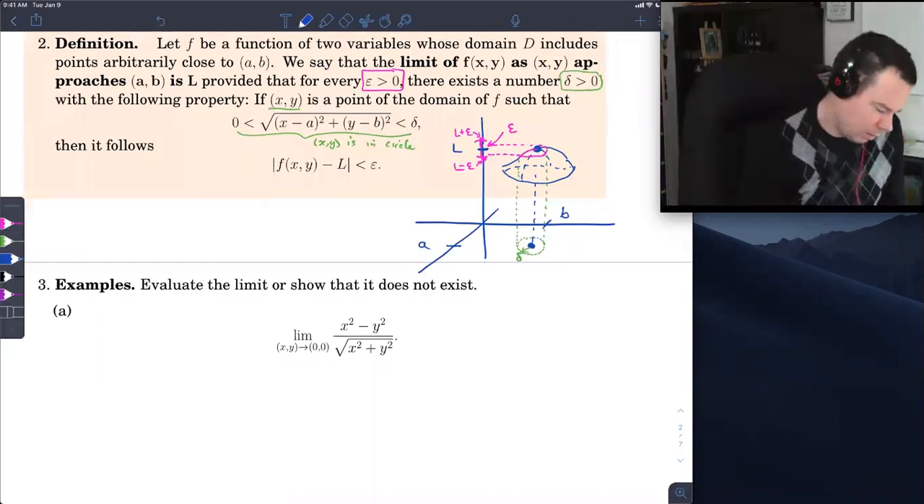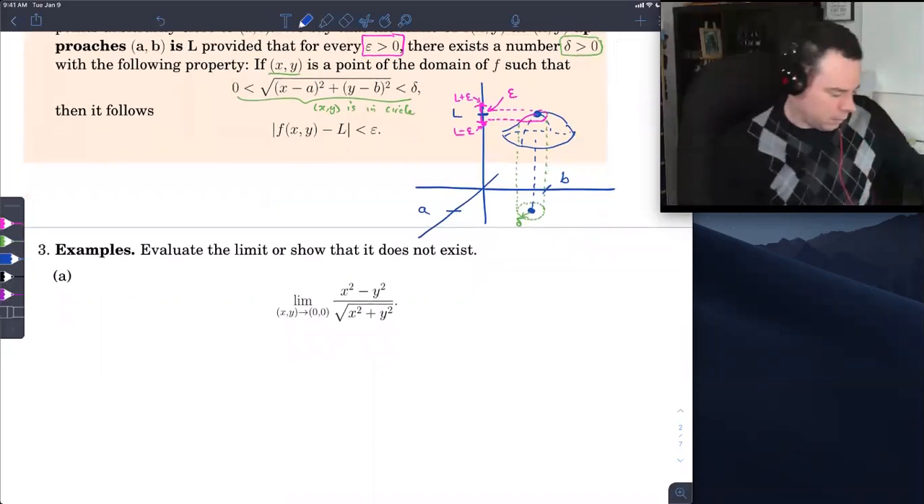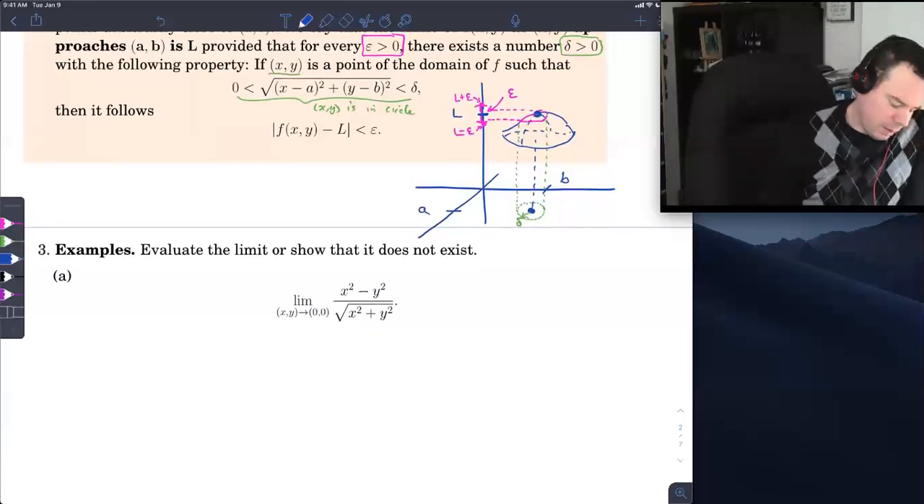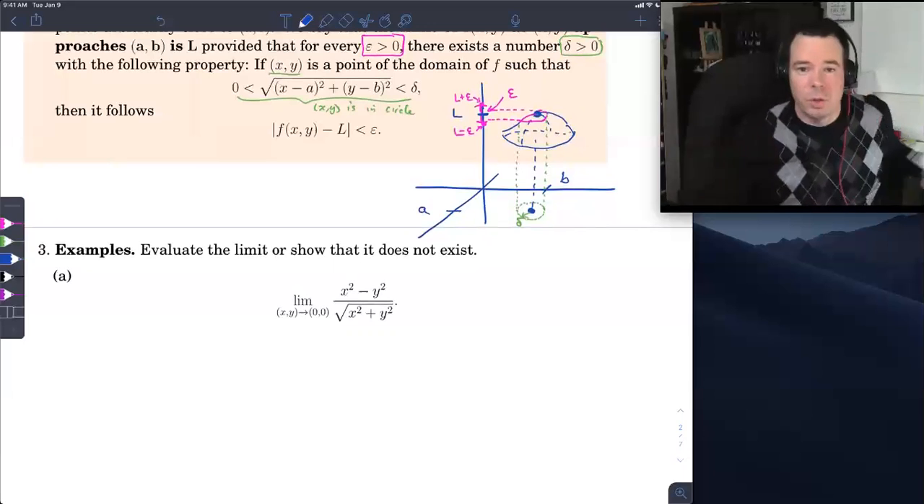Okay, so let's have a look at an example. Let's evaluate or show this limit does not exist. So we have to decide whether it exists or not, and then show what the value is if it does exist. And in this case, what we're going to do is get our hands a little bit dirty to start with, get a feel for what's going on. We're interested in going to (0, 0).